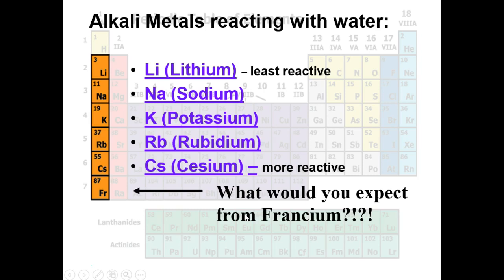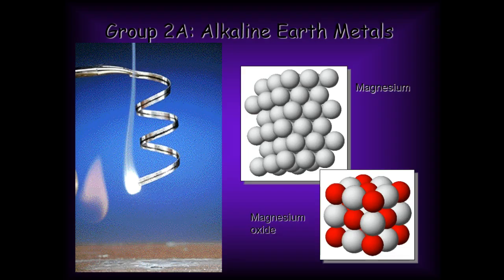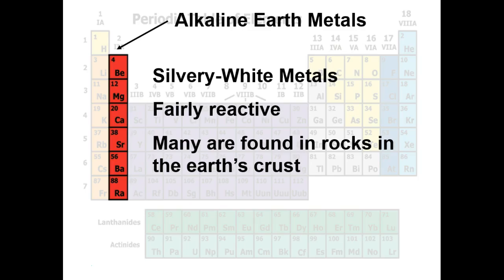Okay, so it goes from top to bottom. So go with that one. Okay, group 2. Group 2 are the alkaline earth metals. Okay, alkaline earth metals. That is magnesium and beryllium. They still react with water. They also are silvery and white metals, fairly reactive. They're found in rocks in the Earth's crust.